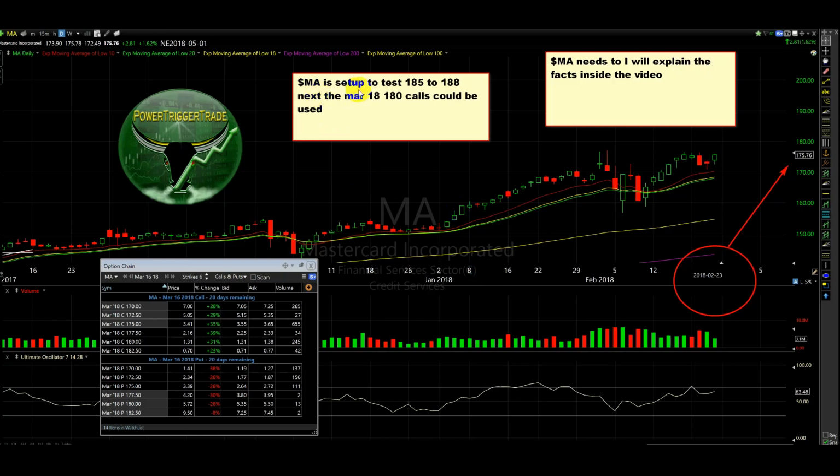So MA is set up to test 185 to 188. The March 18. Actually, March 16, never mind this. March 16, 180 calls could be used. Typo here, but you can see it's March 16 over here. Common sense, you got to think a little bit, people. 180 calls right here. The open interest is about 5,000, I think. This only shows the volume in here.